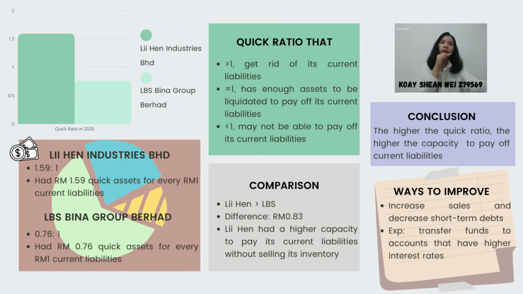In conclusion, the higher the quick ratio for a company, the higher the capacity for the company to pay off its current liabilities.